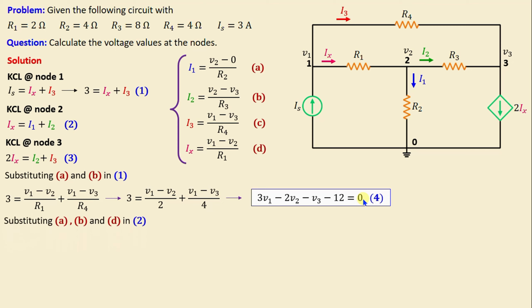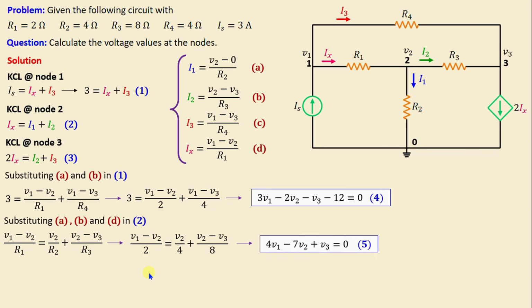And by substituting now A, B, and D in 2, we can write V1 minus V2 over R1 is equal to V2 over R2 plus V2 minus V3 over R3. And if we replace the resistors with their numerical values, and continue simplifying this equation, we obtain finally 4V1 minus 7V2 plus V3 is equal to 0.